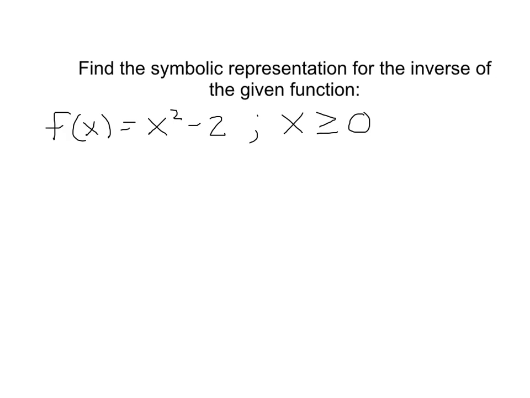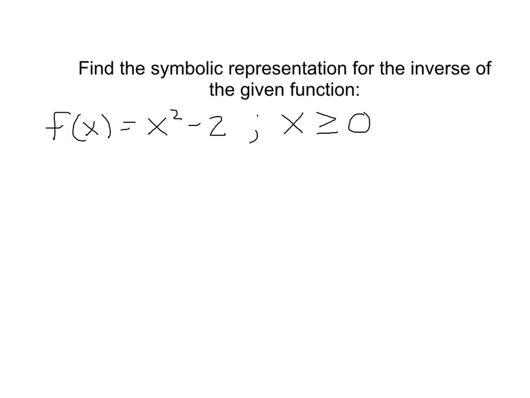In this problem, we're asked to find the symbolic representation for the inverse of this function. So our function is x squared minus 2, and notice since it's quadratic, it's not 1-to-1, and that's why we have this little restriction on the side that says x has to be greater than or equal to 0. That would only give us one side of the parabola, which would be 1-to-1.